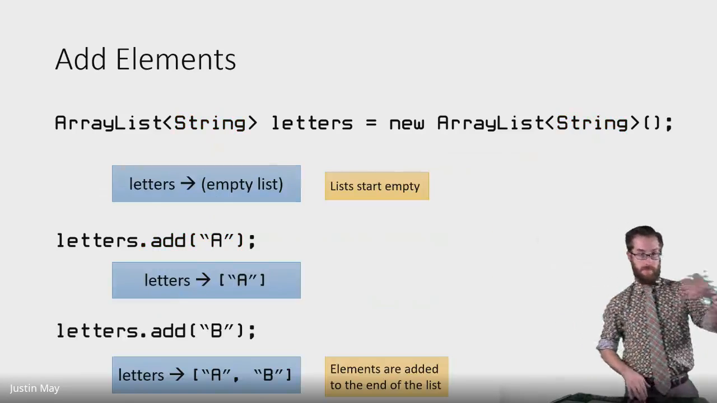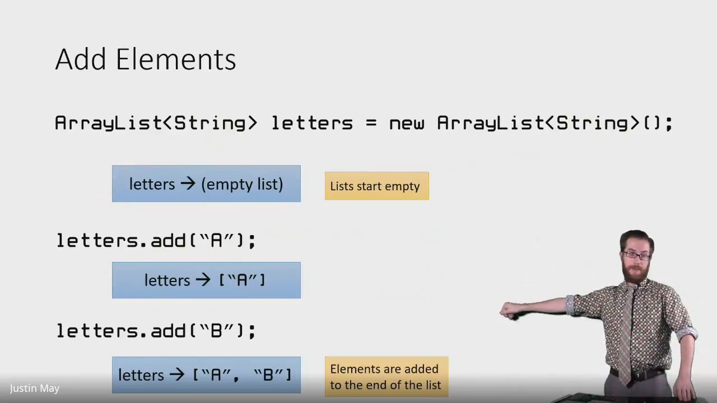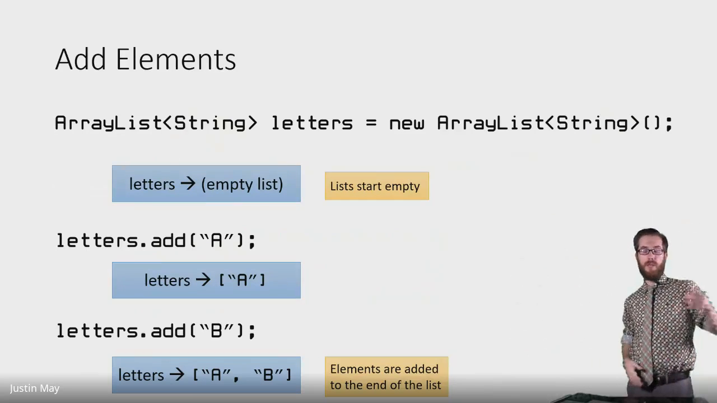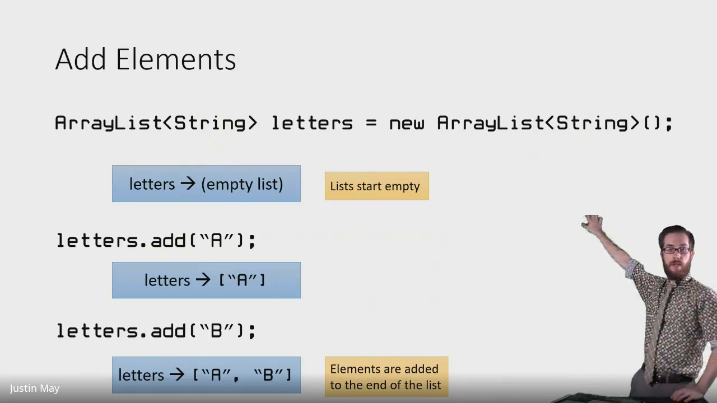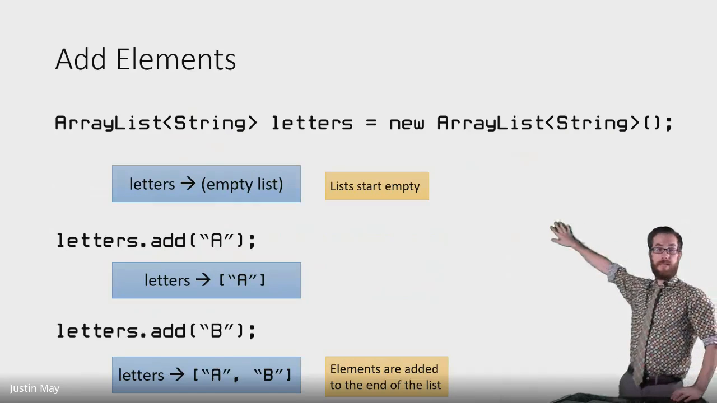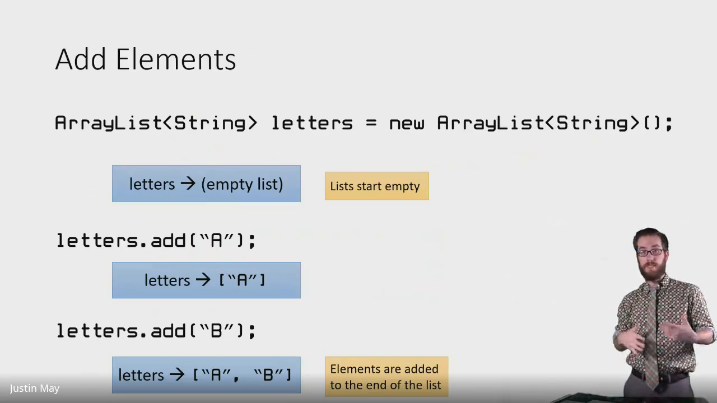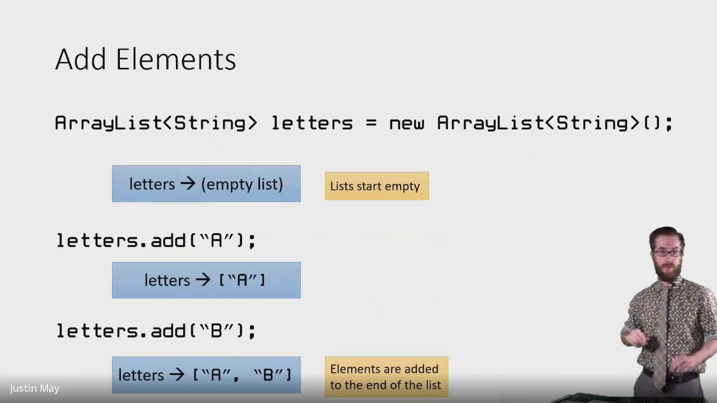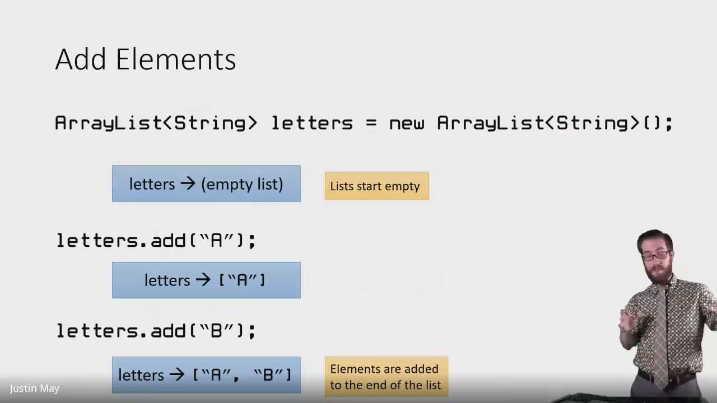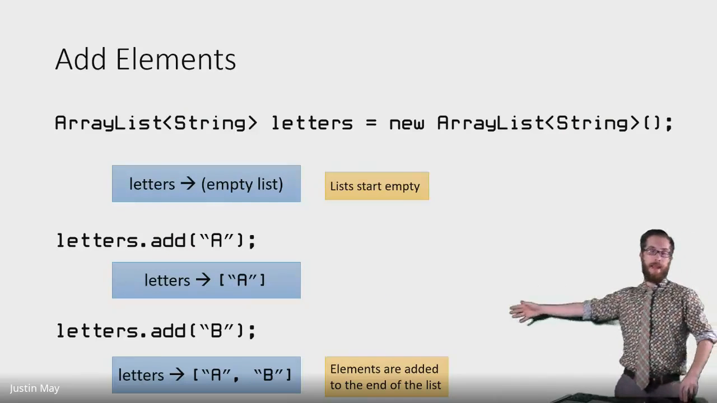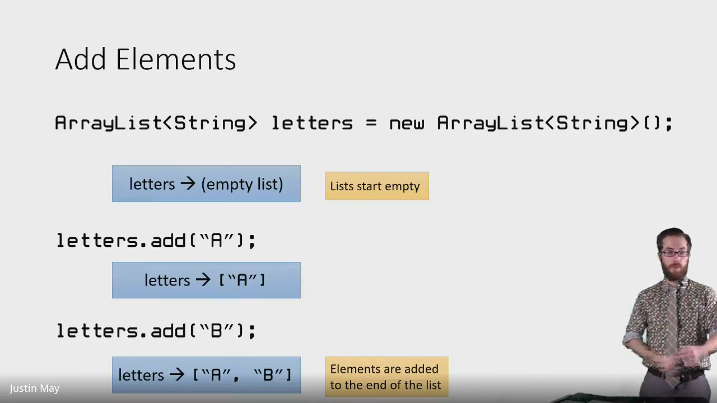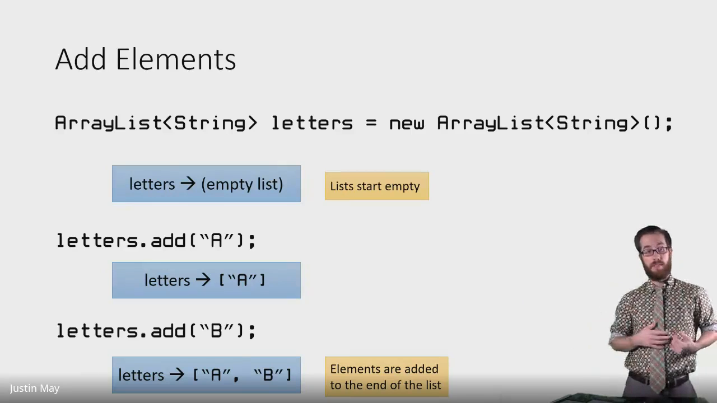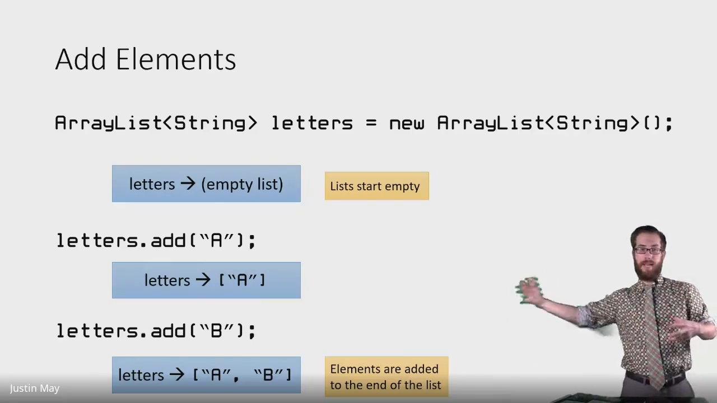And I can add something else, and I can say letters.add B, and now I've added B to the list of letters. And here in the blue box, I'm showing you the contents of the list. So when you first create the list, it's empty. It has nothing in it. Lists start empty. Then I add an A, and now my list has an A in it. So in the square brackets, I show you the list of things. There's an A in it. And then I add B, and now there's an A and a B. So when you call the add method, it adds the thing you're adding to the end of the list. So every time I call add, we just tack it on to the end of the list.